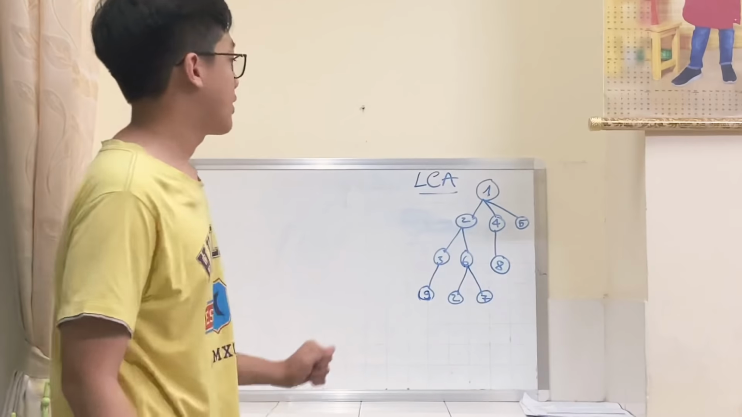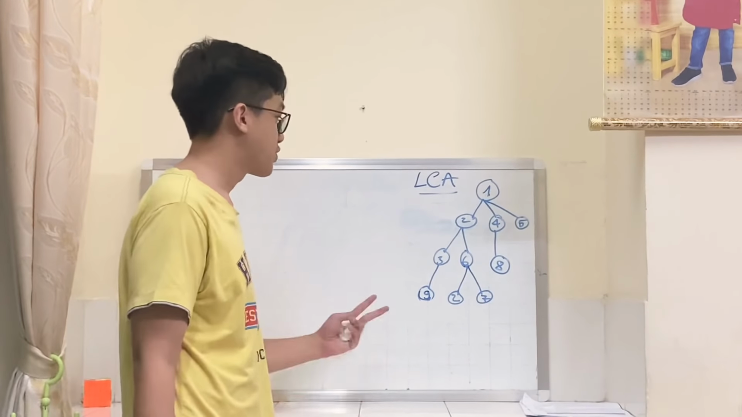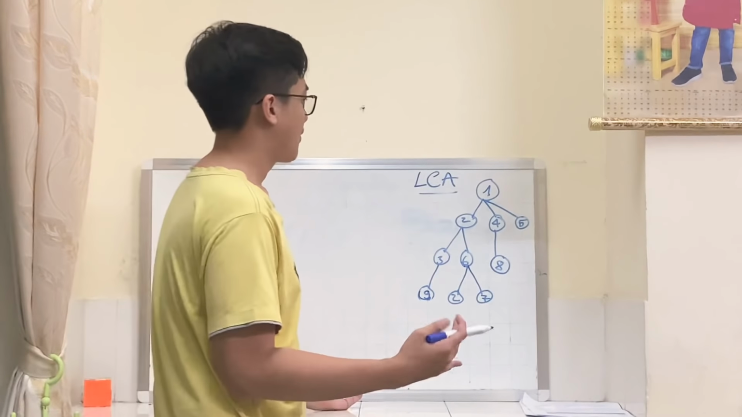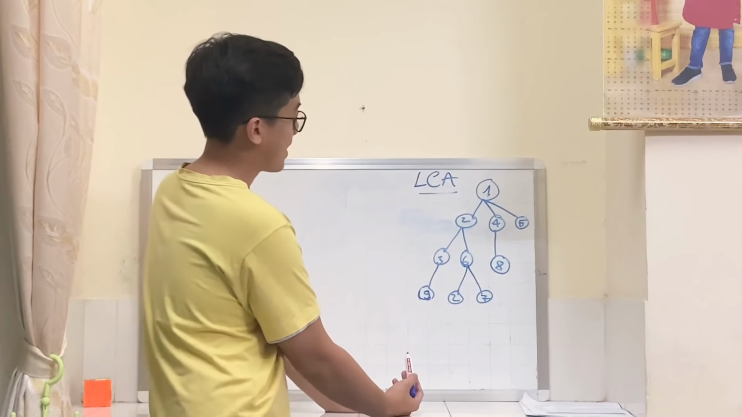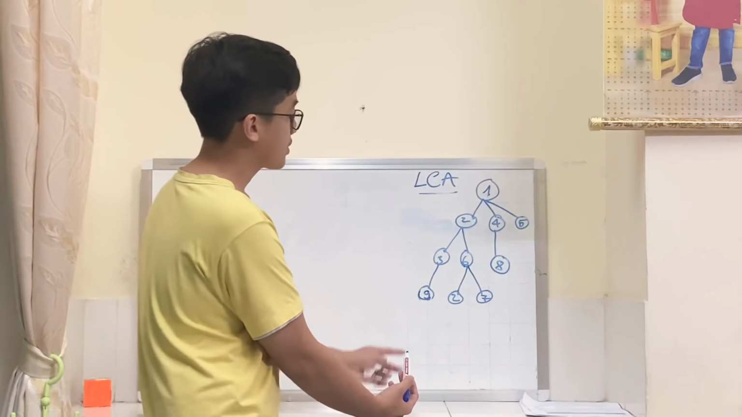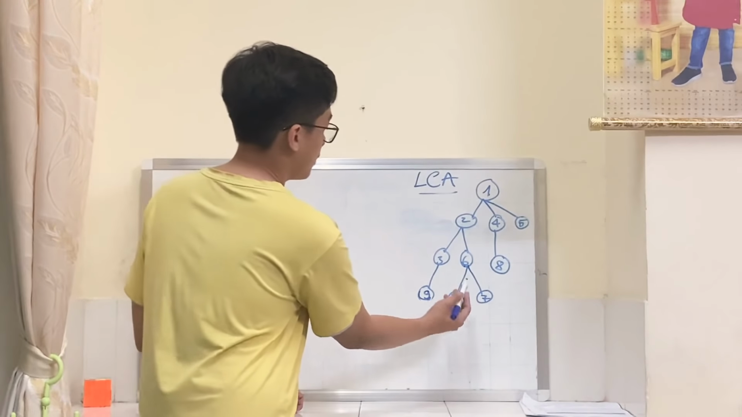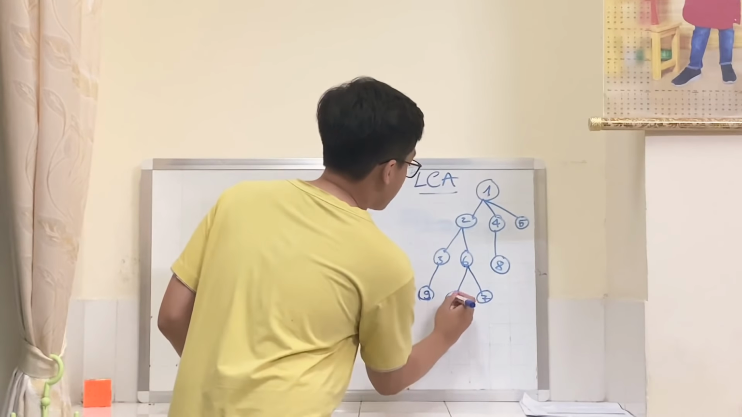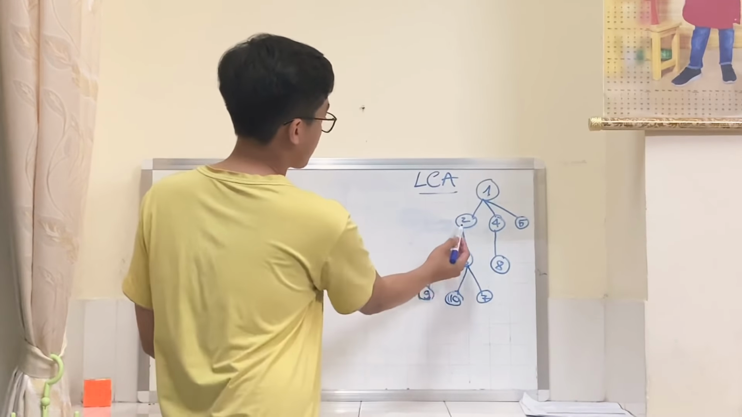On a tree, if you want to find the lowest common ancestor of two nodes, for example, the lowest common ancestor of nodes 9 and 10, it will be node 2.